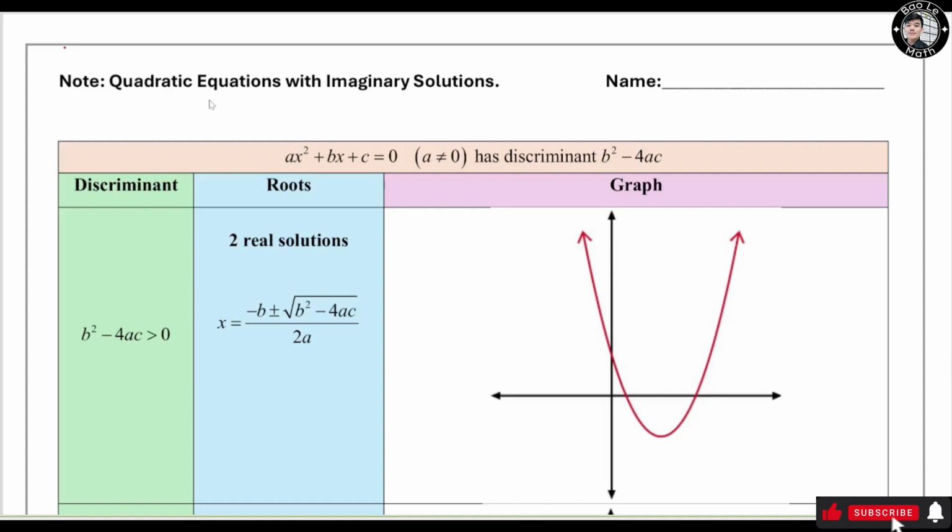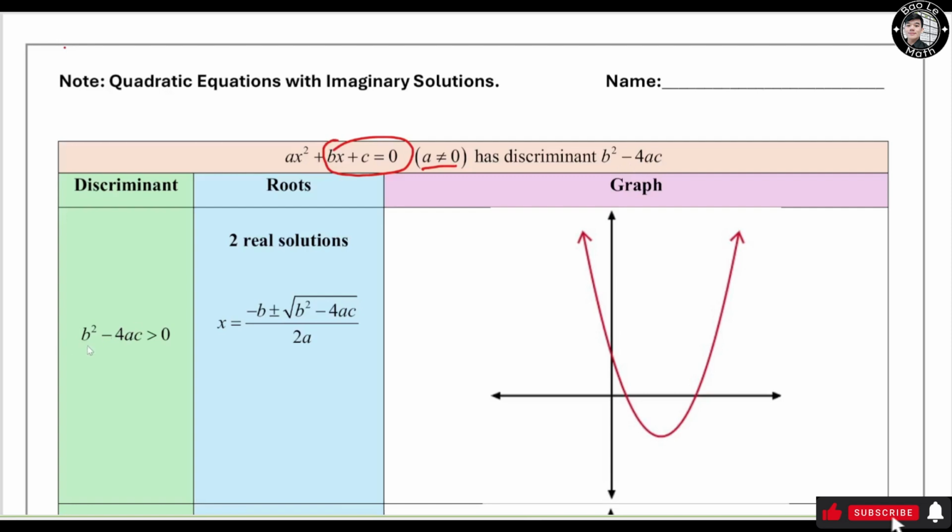Hello everyone, in this video we're going to learn how to solve quadratic equations with imaginary solutions. The standard form of a quadratic equation is ax squared plus bx plus c equals 0, where a is not equal to 0, because if a equals 0, it becomes a linear equation. Now, this has a discriminant, b squared minus 4ac.